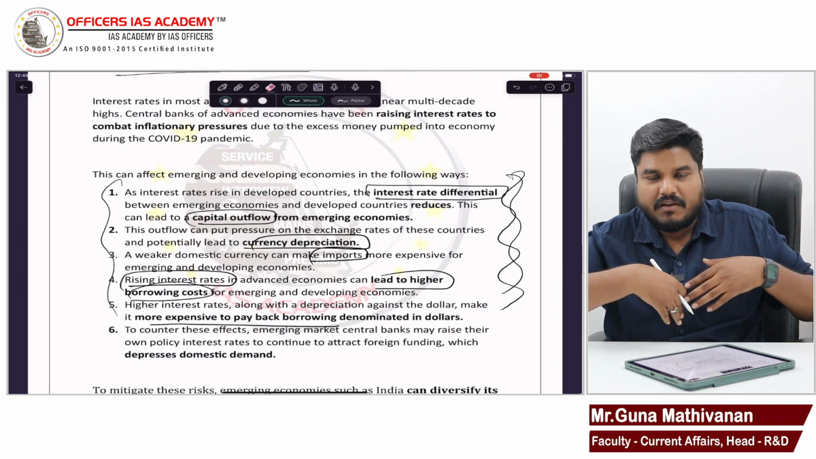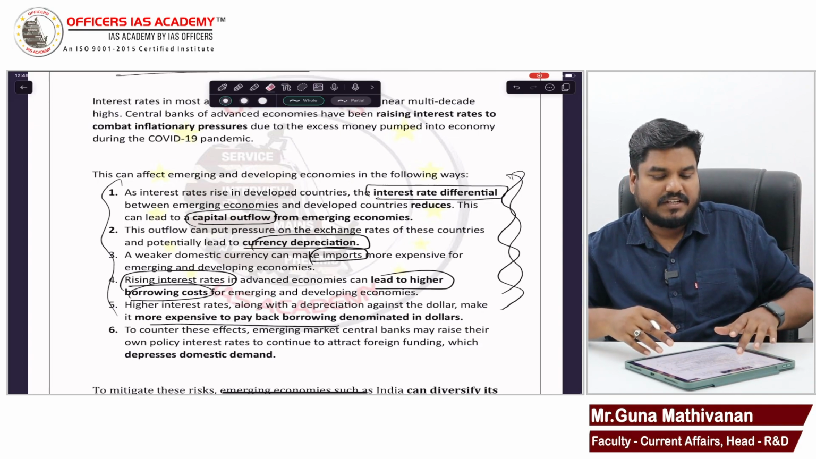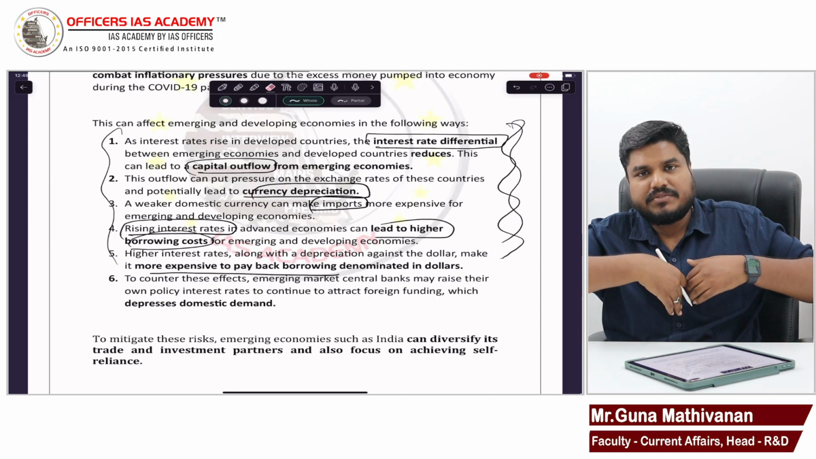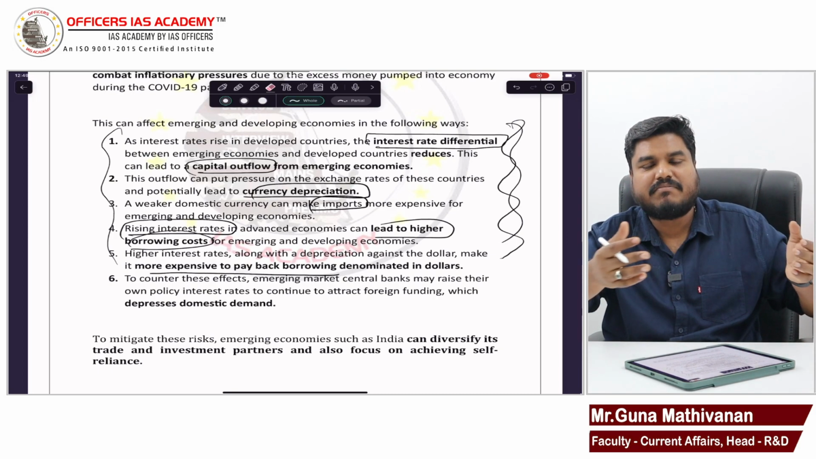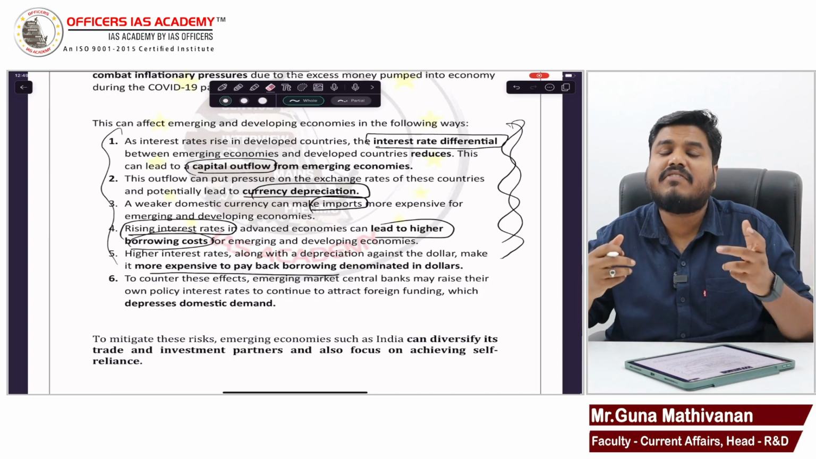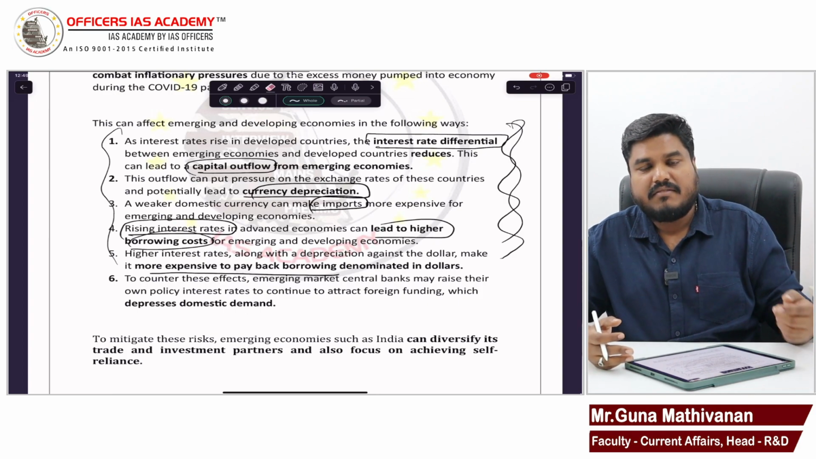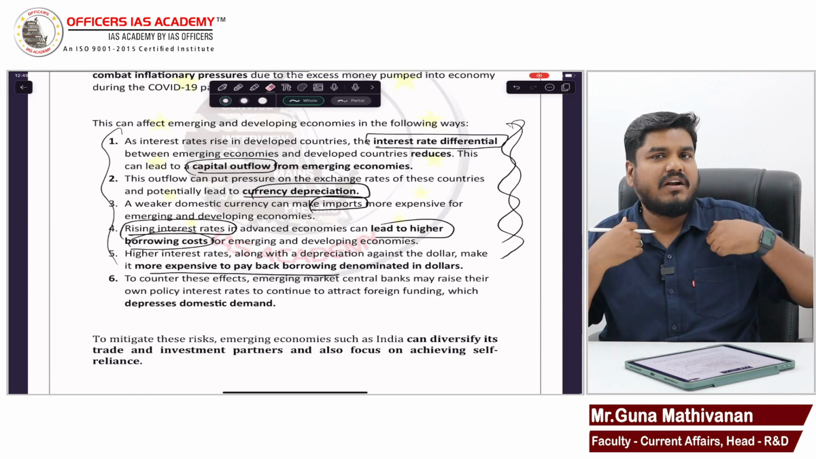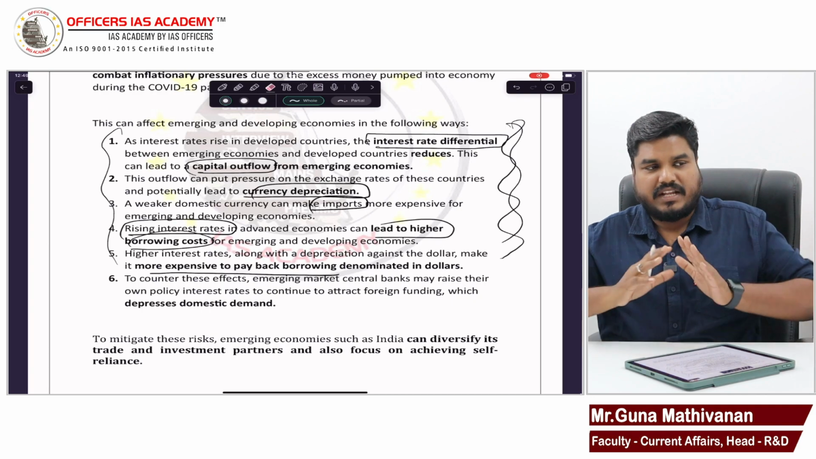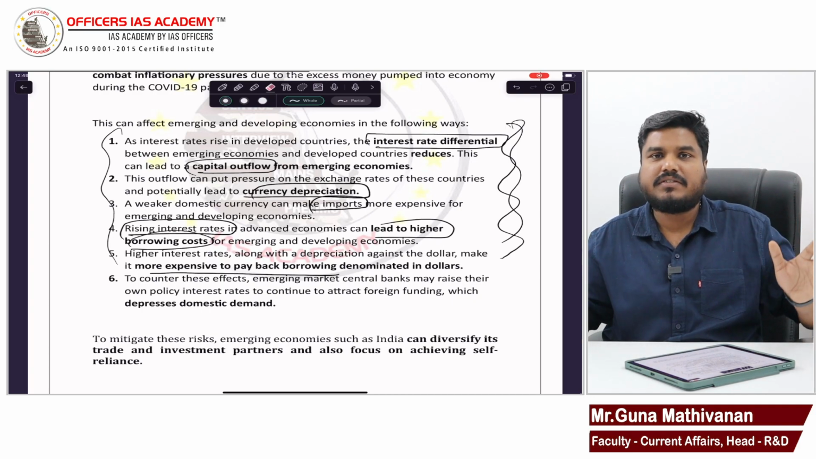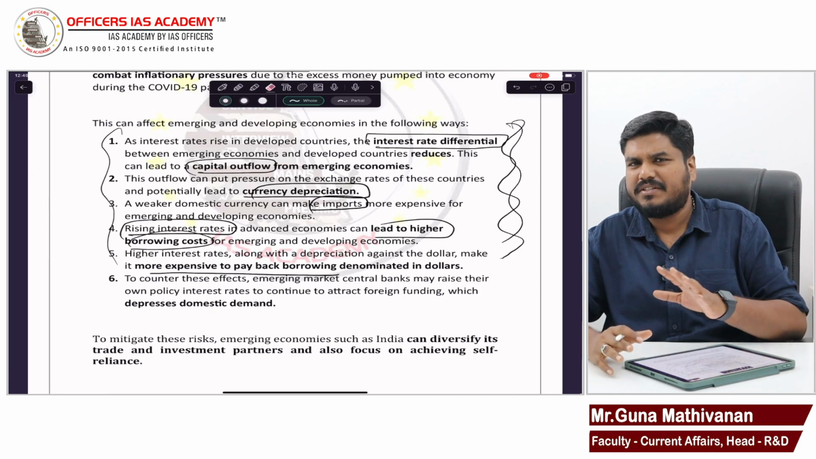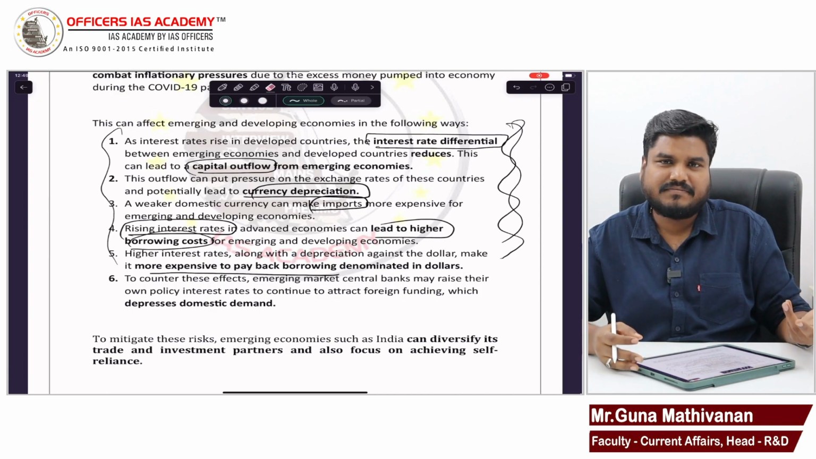So India, or emerging economies, because the question is about the emerging economies in general, should diversify the trade and investment partners, and also parallelly focus on achieving self-reliance, right? Because these external shocks are beyond our control, so we have to focus on Atmanirbhar. So diversify the investment and trade partners and also focus on Atmanirbhar. That should be your conclusion. Very simple conclusion I'm giving.